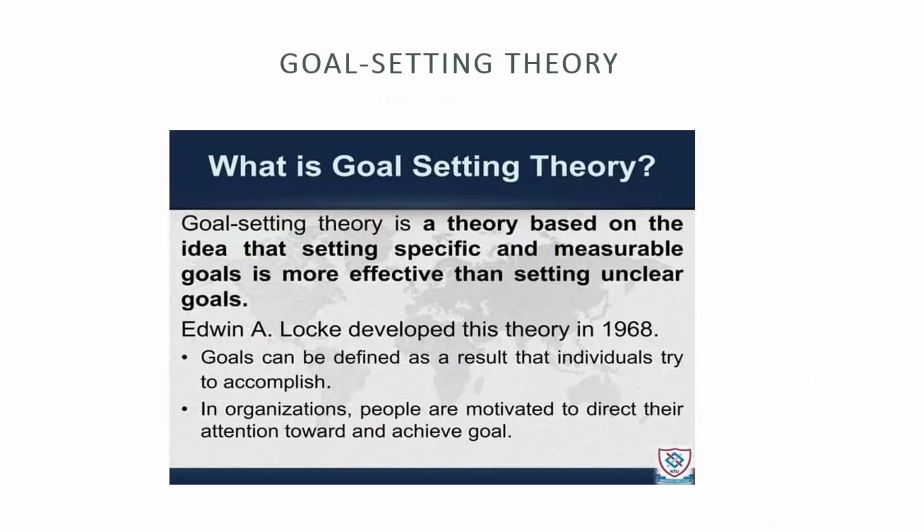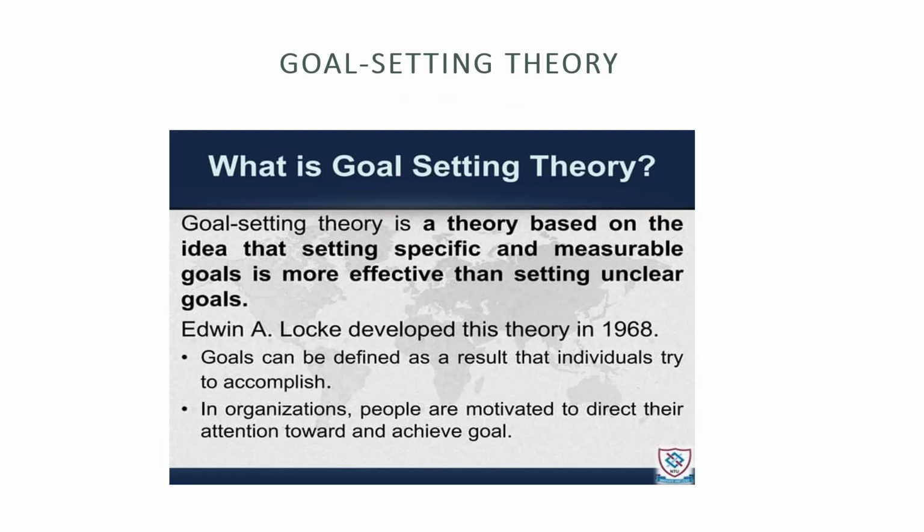Let's move on to understand the next theory, which is goal setting theory. Goal setting theory is a theory based on the idea that setting specific and measurable goals is more effective than setting unclear goals. This theory was developed in the year 1968 by Edwin A. Locke. Goals can be defined as a result that individuals try to accomplish.